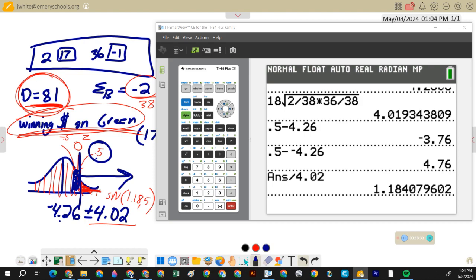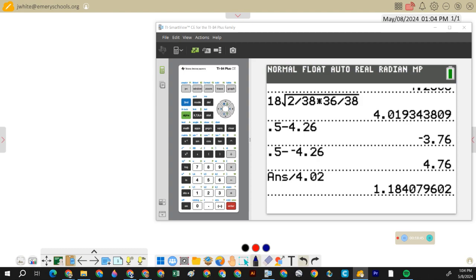Does that make sense? Okay. All right. We better do a little bit of probability stuff before we get into hypothesis testing.